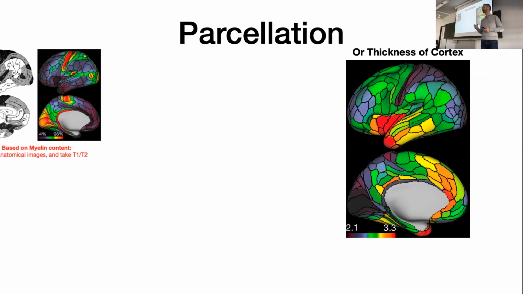Motor cortex is really thick. Somatosensory cortex is relatively thin. Also, V1, you will hardly see it here because it's so thin. So you notice that you have all sorts of extra information just from the anatomy that allows you to say, hey, this is this brain region, this is that brain region.